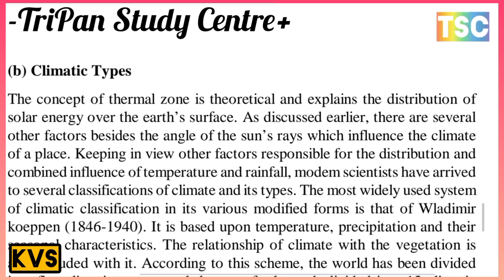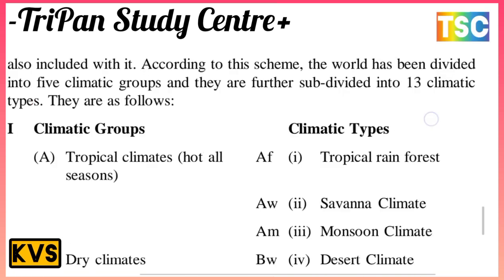The most widely used system of climatic classification, in its various modified forms, is that of Wladimir Köppen, 1846 to 1940. It is based upon temperature, precipitation, and their seasonal characteristics. The relationship of climate with vegetation is also included. According to this scheme, the world has been divided into 5 climatic groups, which are further subdivided into 30 climatic types, as follows.